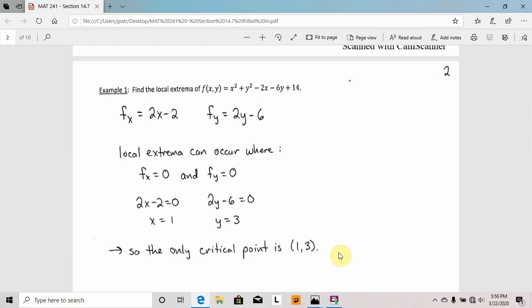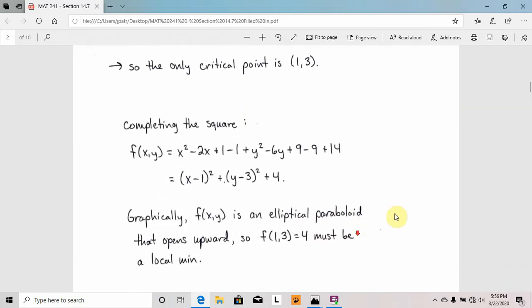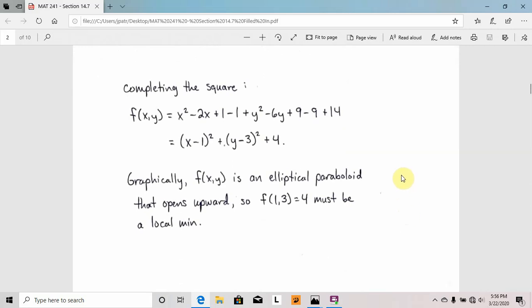Okay, so that's it. Then we just have to figure out, is that a local max or a local min? Well, the completing the square part down here is really just to point out what kind of shape this is. You have to complete the square twice. If you do it, you get this thing, which is a paraboloid, more specifically an elliptical paraboloid, and it's one that opens up, right? There aren't negatives in here. So it's a paraboloid opening up, which means that critical point has to be a local min. It would have to be at the bottom.